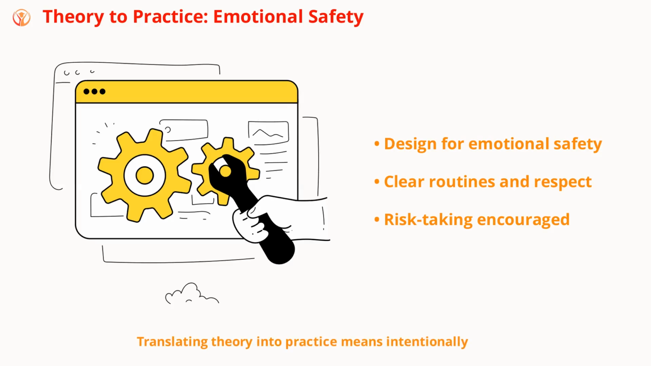Translating theory into practice means intentionally designing classrooms that support emotional safety. This includes establishing clear routines, using positive language, and modeling respectful interactions. When students feel emotionally safe, they are more likely to take risks, ask questions, and persist through difficulties.